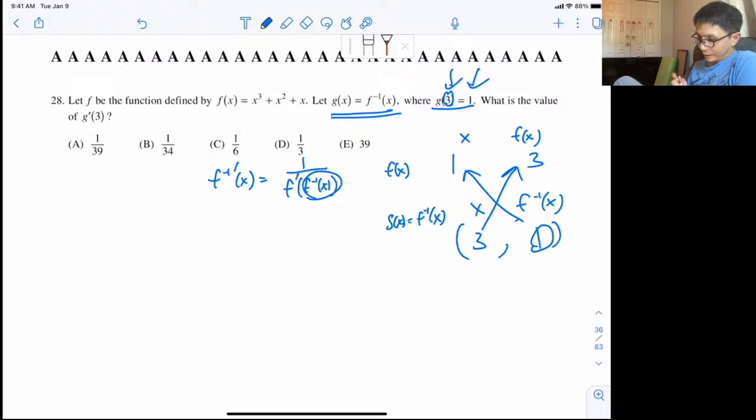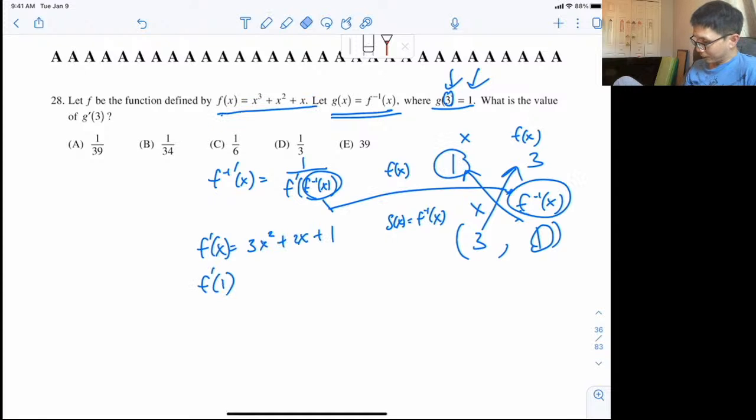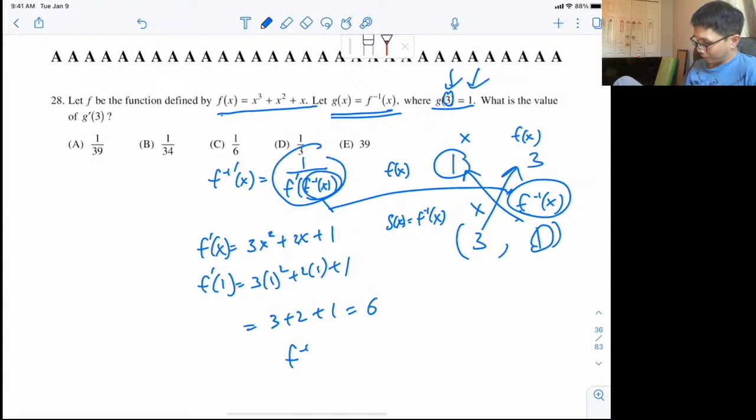So I'm going to plug in 1 and take a derivative. That means I'm going to take a derivative of this function. So f prime of x is equal to what? If I just take a derivative of this, we're going to plug in 1 there. So that's going to equal 3 times 1 squared plus 2 times 1 plus 1. So that's equal to 3, so the answer is going to be f inverse.